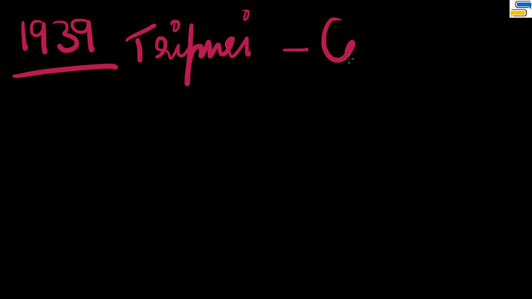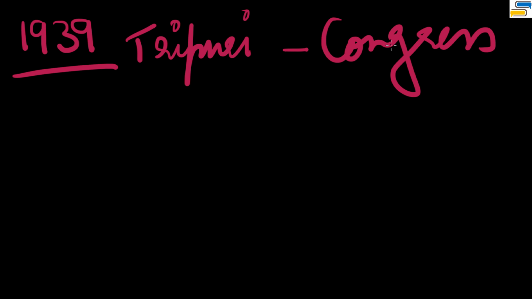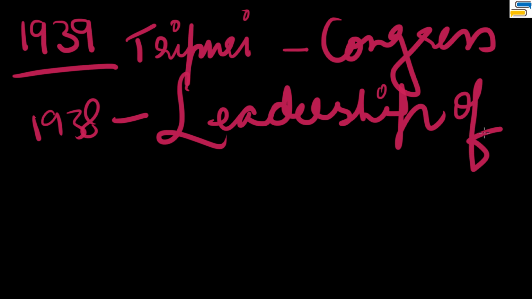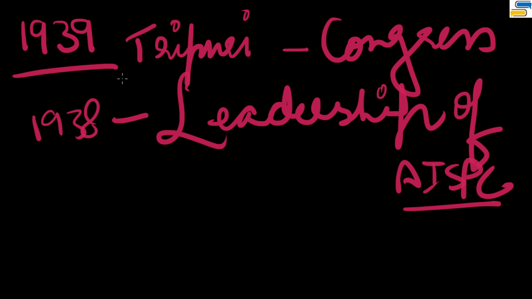And in the 1939 Tripuri session, Congress agreed to full-fledged intervention in the name of Congress. Please remember, in 1938, under the leadership of AISPC, that was going on. In the 1939 Tripuri session, it was a full-fledged attack on these princes.